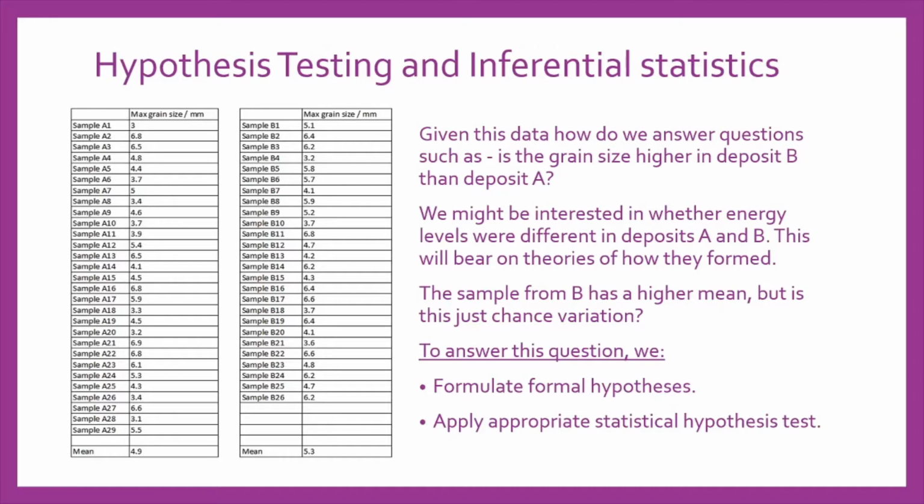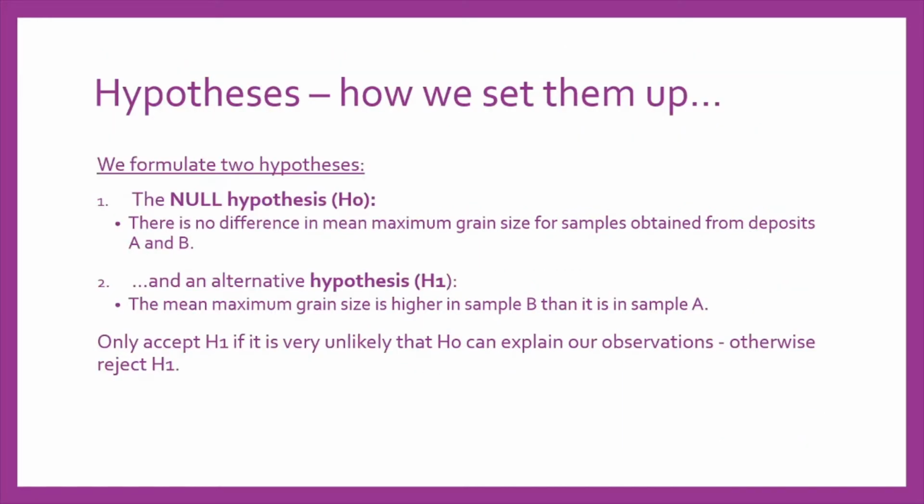So in order to answer this question, we need to formulate a formal hypothesis, and then we have to apply the appropriate statistical hypothesis test. So how do we set up this test? Well, the first thing we have to do is formulate two different hypotheses. The first one we formulate is called the Null Hypothesis, or the H0.